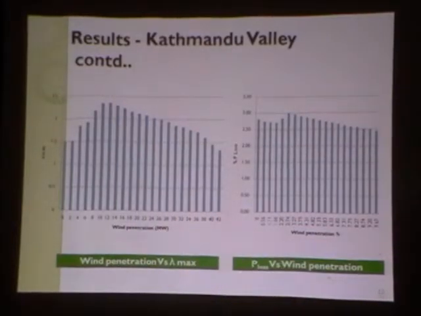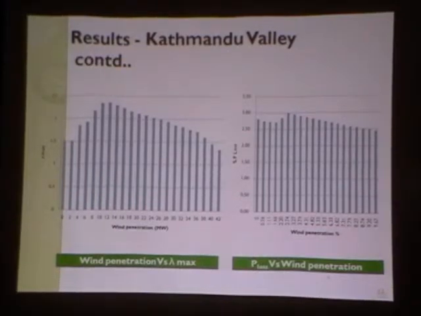This is the result which shows lambda max versus wind penetration and losses evaluation. From the left figure, it shows that penetration up to 38 megawatt can be done in Kathmandu Valley without modification, because in the base case analysis lambda max is above that. If you go to 40 megawatt, then lambda max will be less than the base case analysis. That means that we can evacuate a maximum of up to 38 megawatt of wind power in Kathmandu Valley itself.